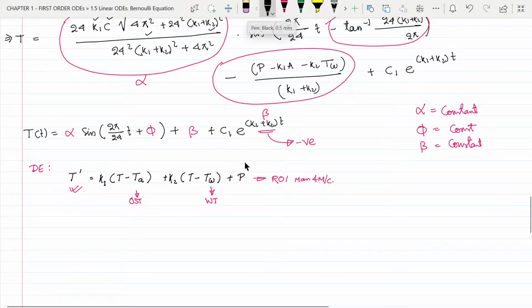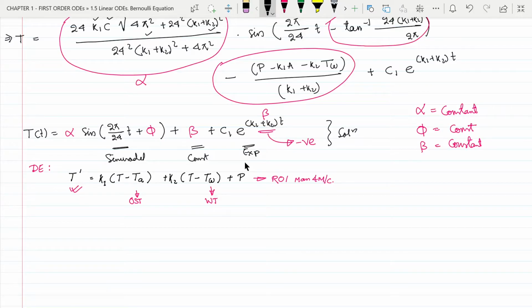So we can see there are three terms in this solution. This term is the exponential term. This term is the constant term. And the first term is the sinusoidal term. So let us guess what the graph would look like. We know that the exponent of this e to the power k1 plus k2 t term is negative, because k1 and k2 are given to be negative constants. We know that the graph of e to the power minus x would look something like this.